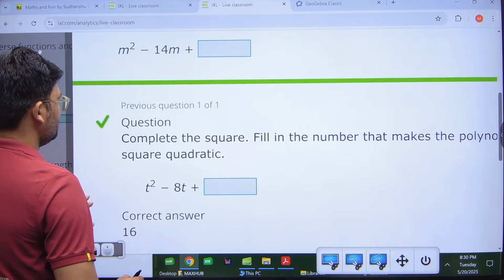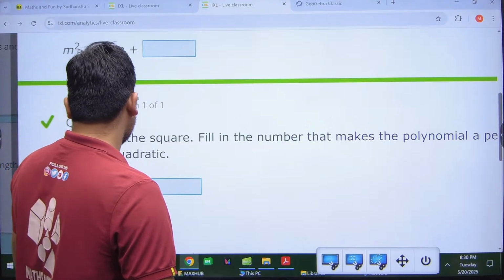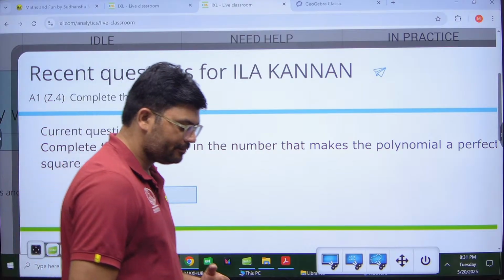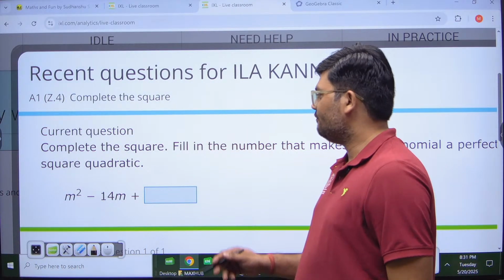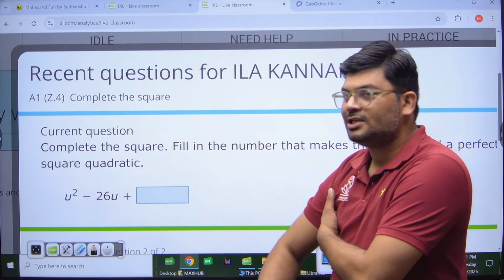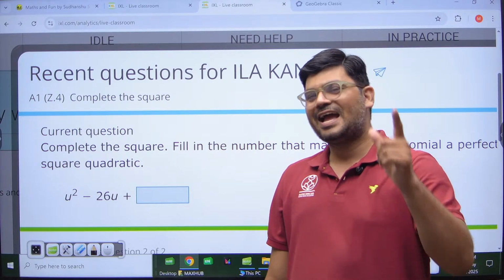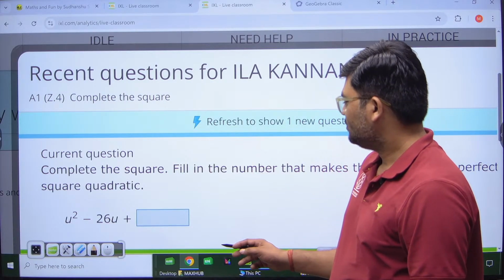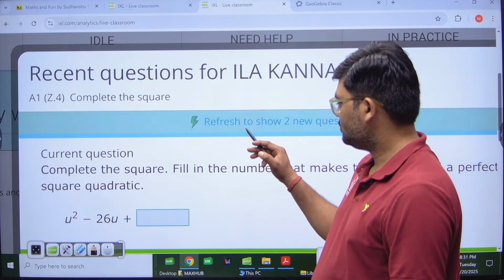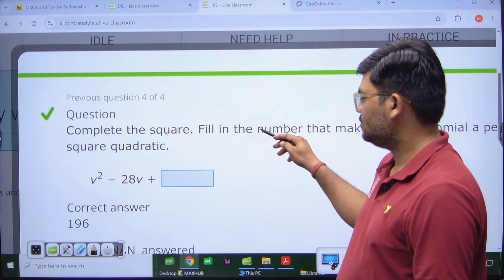Now I can see all the questions. Complete the square. Fill in the number that makes the polynomial a whole square, a quadratic, right? It's a beautiful question. Now tell me what should you add so that it becomes a whole square? 49. Wonderful, beta. Really happy. Then this one. 161. 169. Correct, 169. 196. So fast.